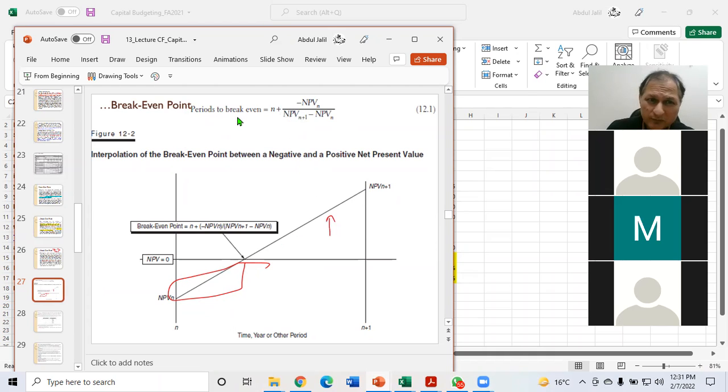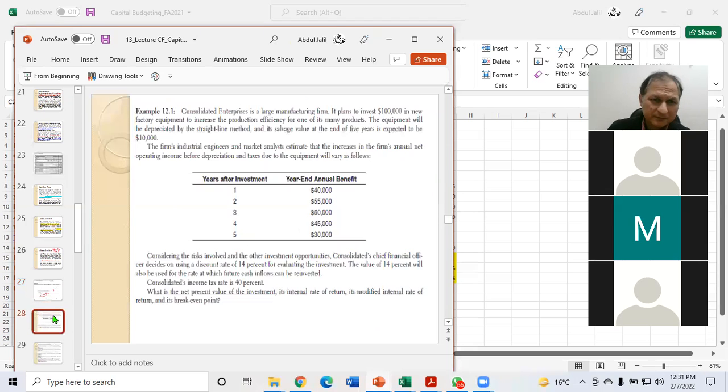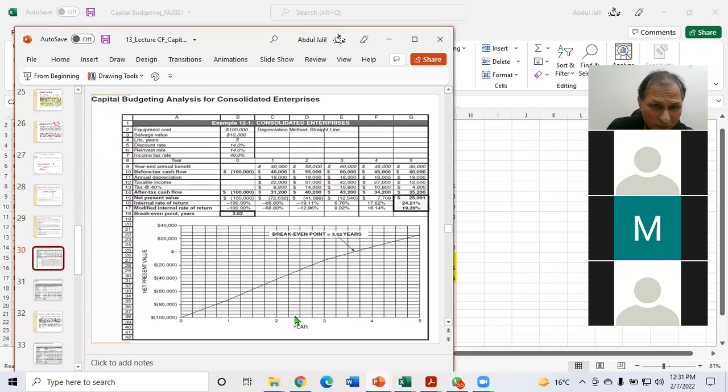So this is the formula for the break-even period. You can calculate it by using net present values, current value and future value, the difference between the two, taking the current value in negative terms. Then after calculating this ratio, you can add it and find out the time period in which the break-even is going to be achieved. So now we are going to use the data set and generate this sheet, capital budgeting analysis, right? And then we are going to do this.